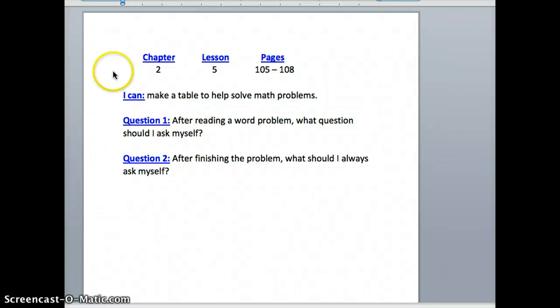Today we are learning about Chapter 2, Lesson 5, which can be found on pages 105 through 108 in your textbook and online. Our objective is I can make a table to help solve math problems.